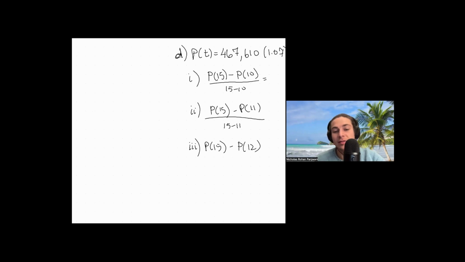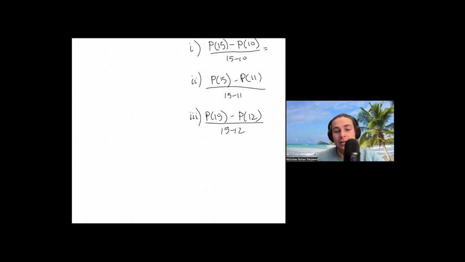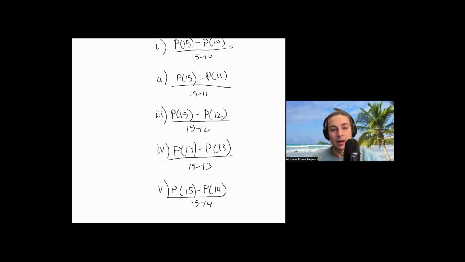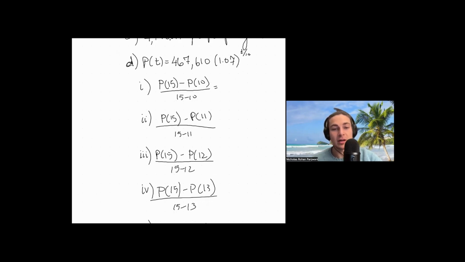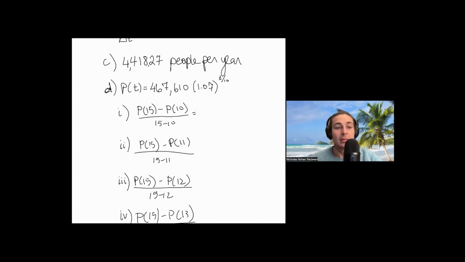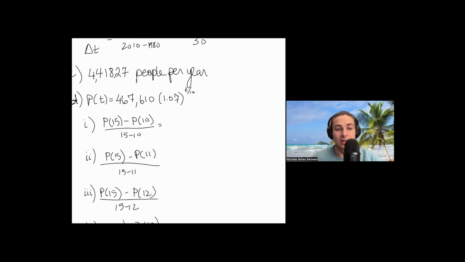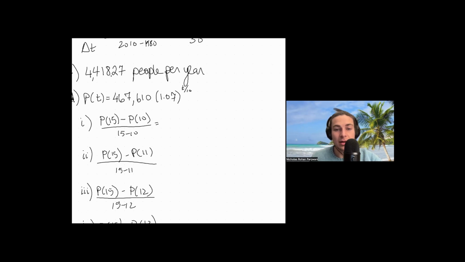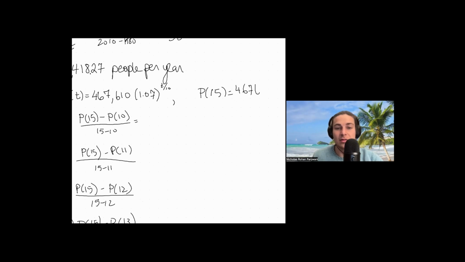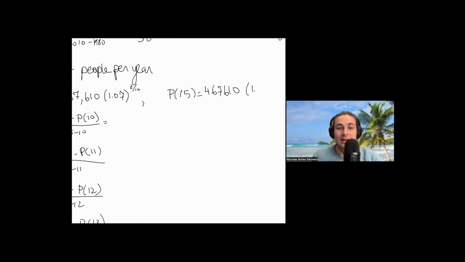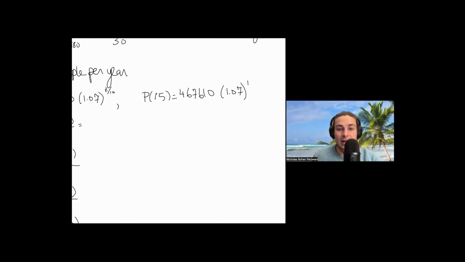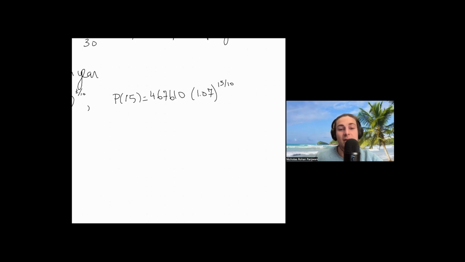Aggressive. 15 minus 12. All right, we get the point. Everything's set up. Now it's just a question of plugging everything in. So P of 15 is just going to be, we can calculate P of 15 separately since we're going to use it a lot. P of 15 is equal to 467,610 times 1.07 to the power of 15 over 10. So 15 over 10 is 1.5. So it's going to be 1.07 to the power of 1.5 times 467,610.